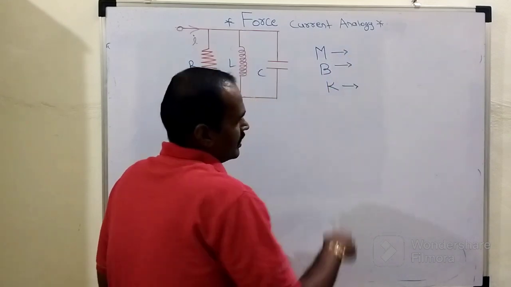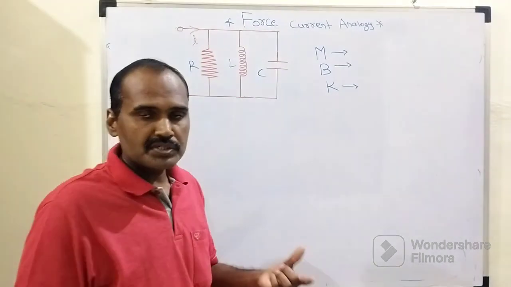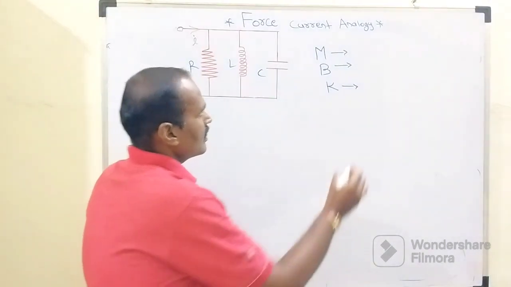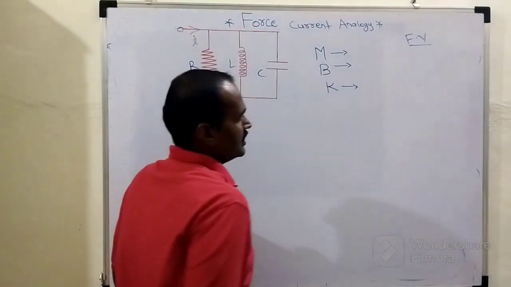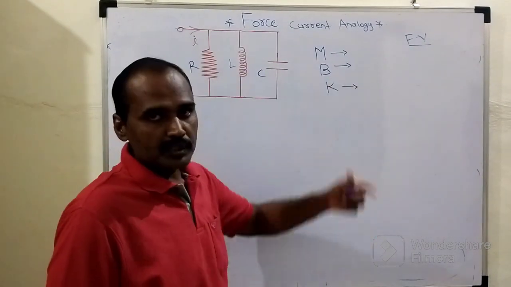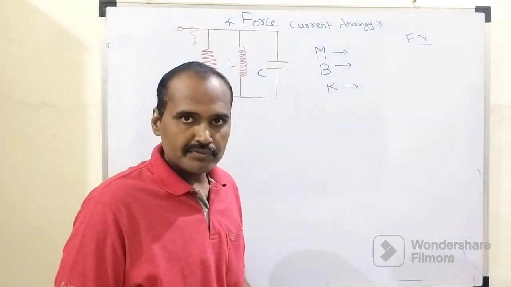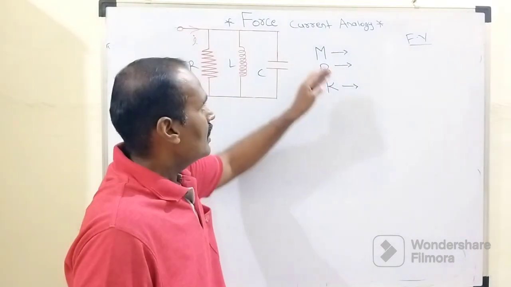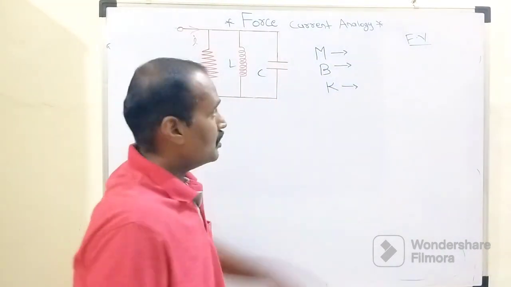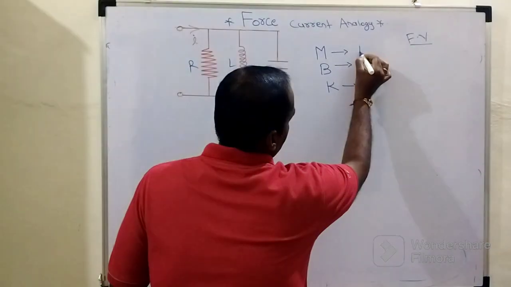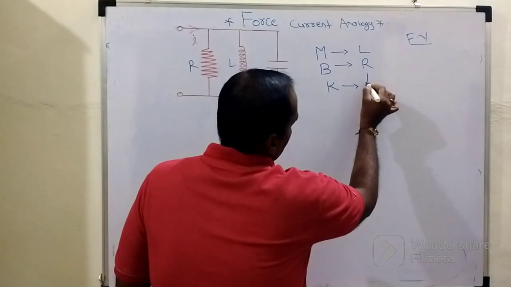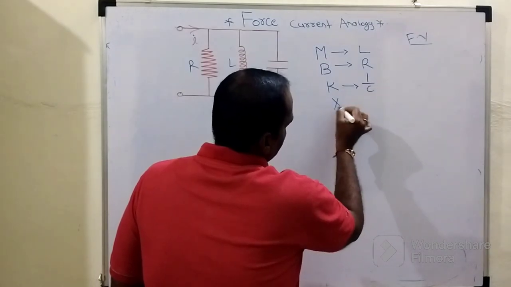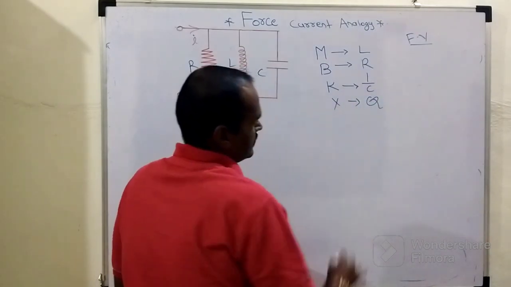So in case of the previous analogous technique, the force voltage analogy, we already went through it. After going through the force voltage analogy, we came to the conclusion that mass is analogous to L, the damper is analogous to R, the spring constant K is analogous to 1 over C, and displacement is analogous to charge.